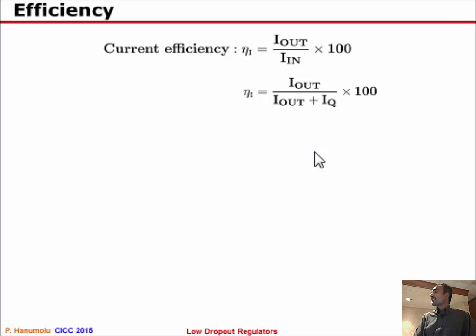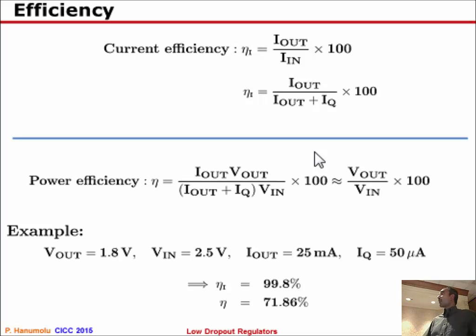So the second efficiency is power efficiency, which is output power, I out times V out, over input power. And if quiescent current is small compared to the output current, then this boils down to V out over V in in percentage. Okay, so as an example, this is for your reference.